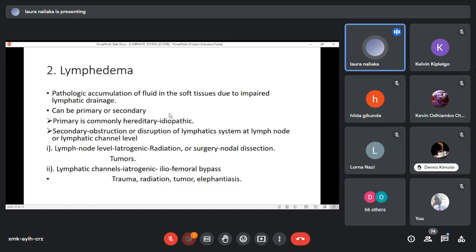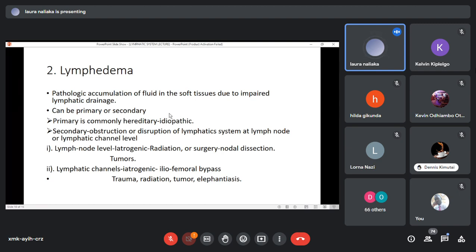Lymphedema, second pathology. It's pathological accumulation of fluid in the soft tissues due to impaired lymphatic drainage. It can be primary or secondary. Primary is commonly hereditary or idiopathic. Secondary is due to obstruction or disruption of the lymphatic system, either at the lymph node level or the lymphatic channel level.